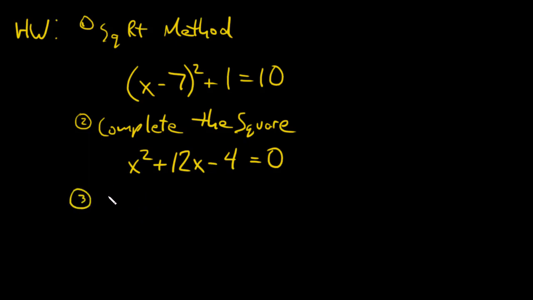Last one, use the quadratic formula: 2x squared plus 5x minus 3 equals 0. Okay, solve these three using the square root method for the first one, completing the square for the second one, and the quadratic formula for the third one, and see how it goes.